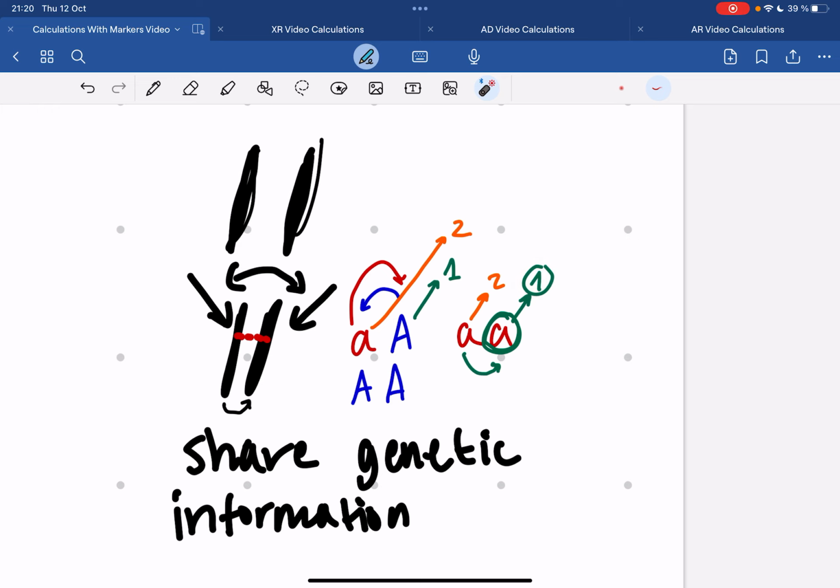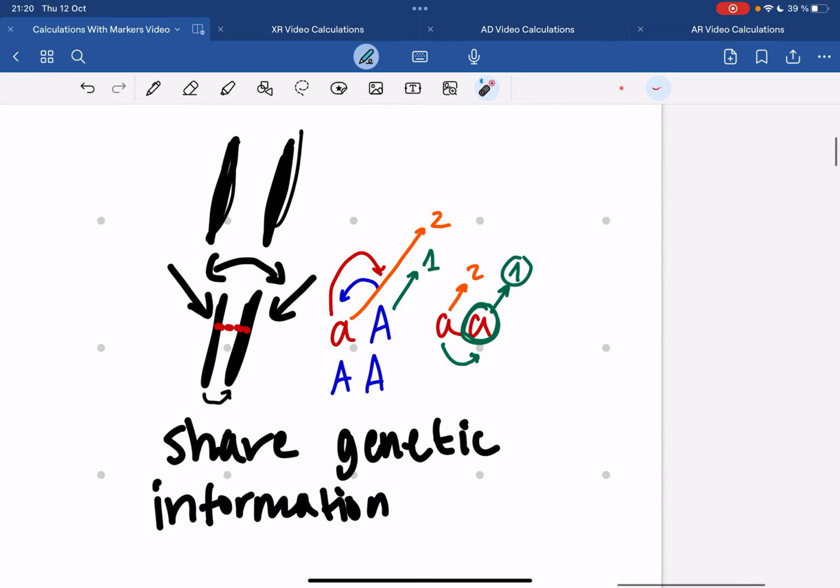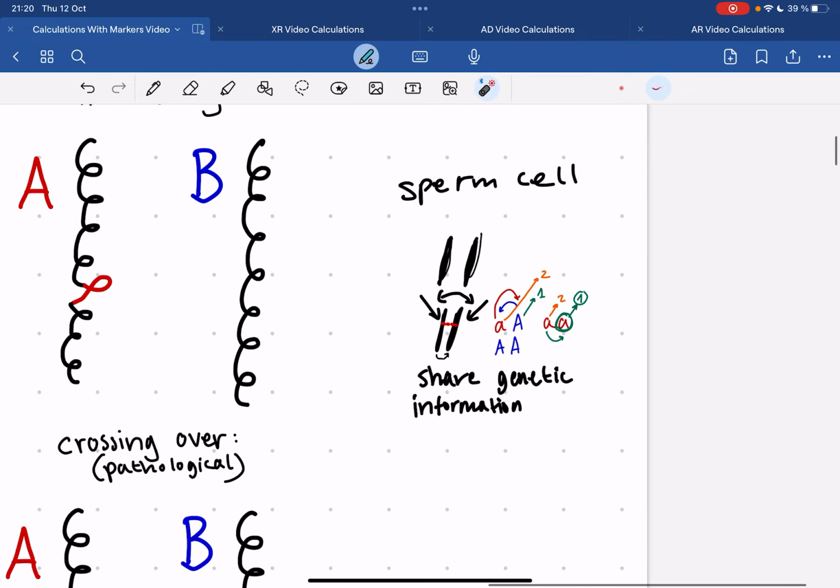That's why it's very important to take into account that even though there might be healthy looking markers, this occurrence could still happen where the pathological allele, or vice versa, could copy its information into the non-pathological allele. They would still have the same marker.